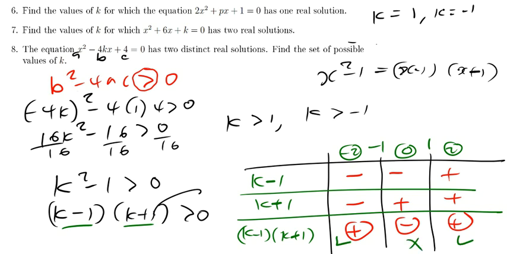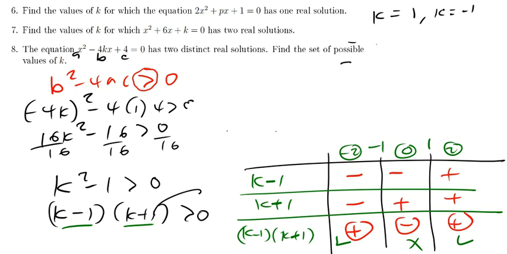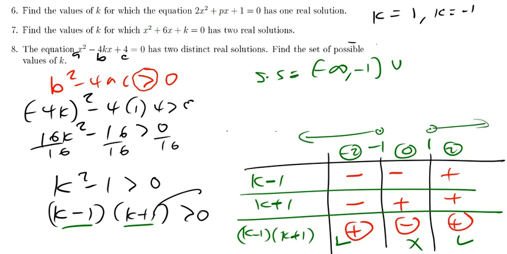So the set of values, they want me to put these in set interval notation. So the set of values of k is from negative infinity all the way to negative 1, not included, union, because I'm starting from here going this side and also starting from here going that side, from 1 all the way to positive infinity. So this is the set of values of k. Okay, so that is it for questions 6, 7 and 8.